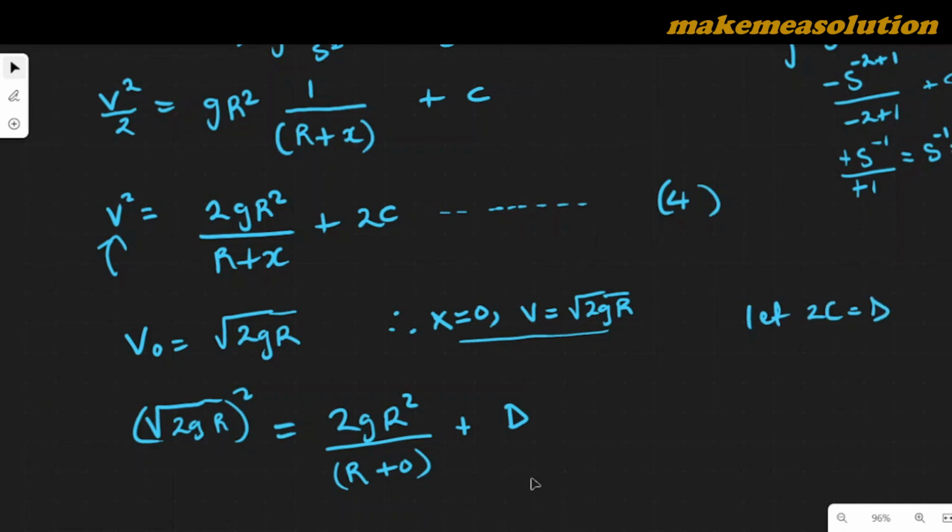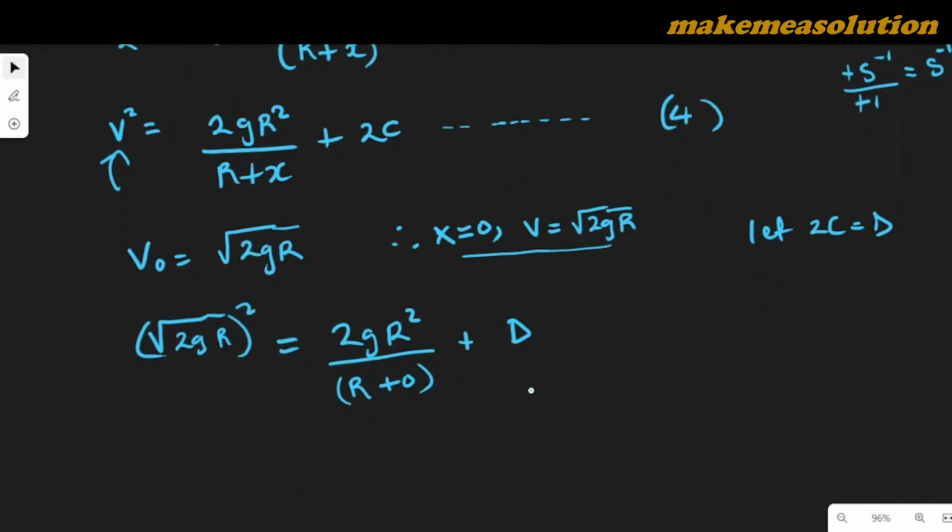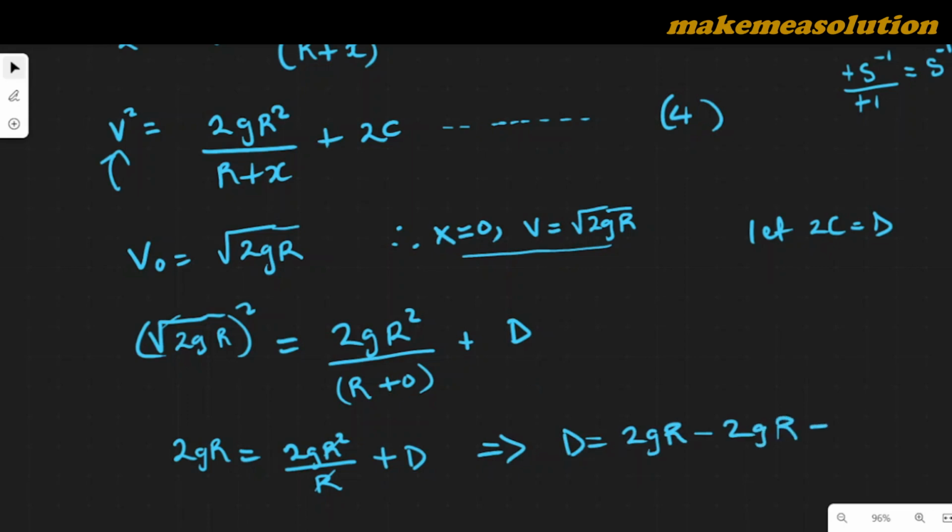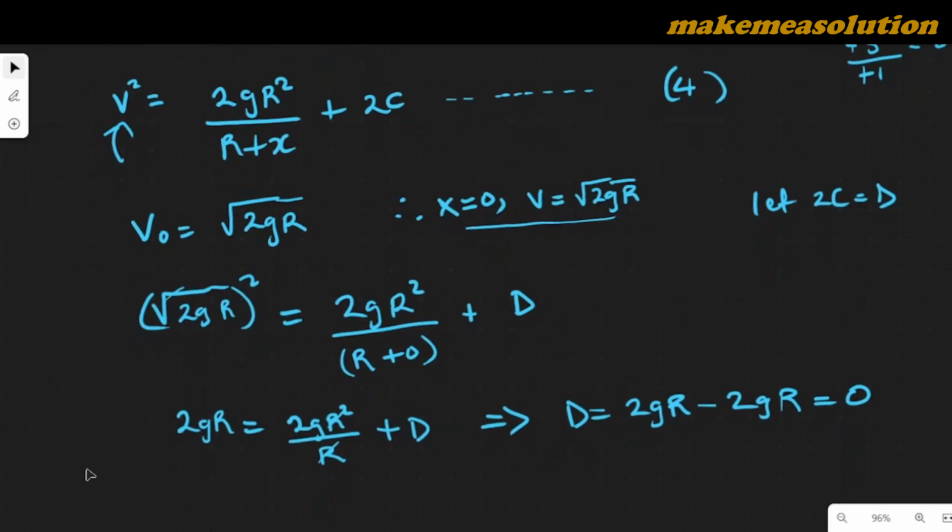So if you simplify, of course, when you take the square of a root, the square and the root neutralize themselves, leaving you with just 2gr on this side, and this will be 2gr squared over r itself. So r cancels out r, and you're left with 1r plus d. So the implication is that d will be 2gr minus 2gr, surprisingly, and this is equal to 0. So our integration constant in equation 4 is 0.